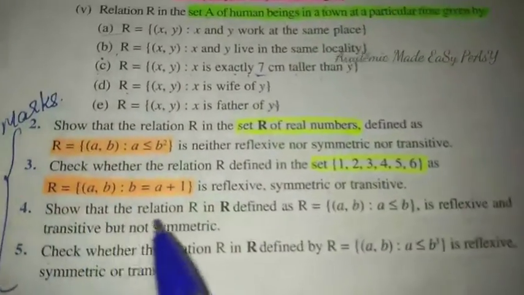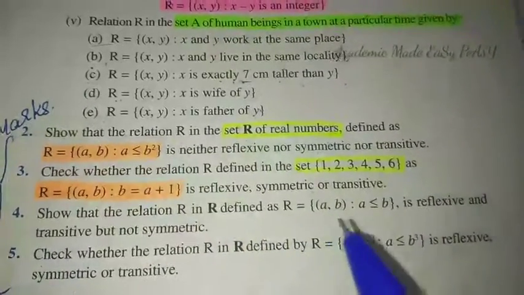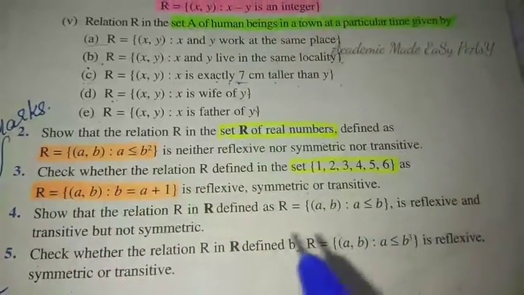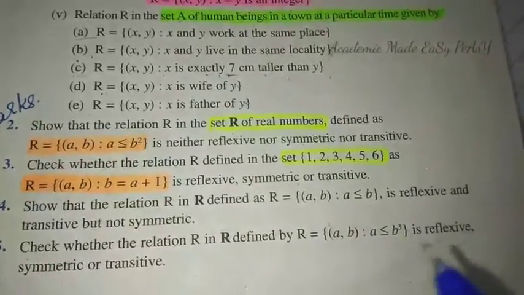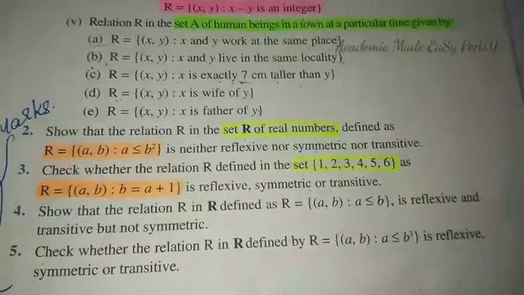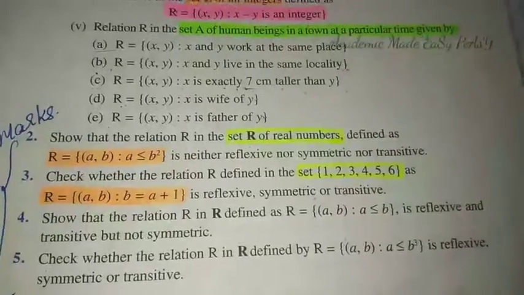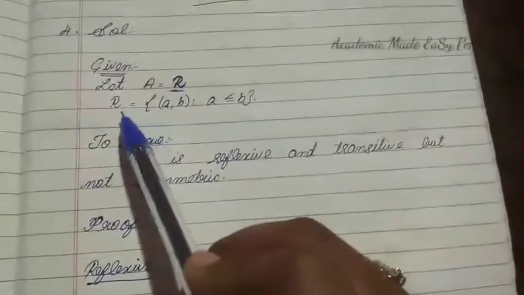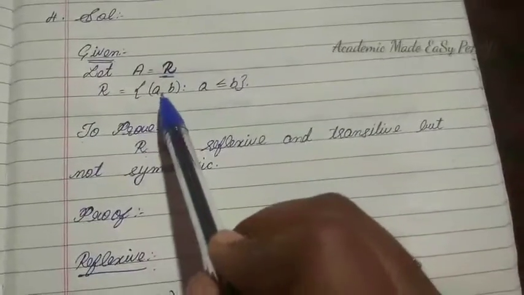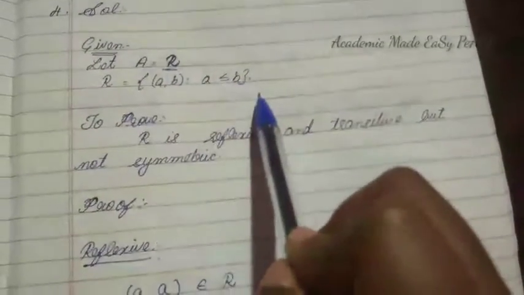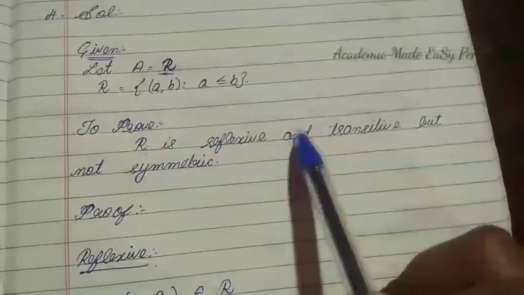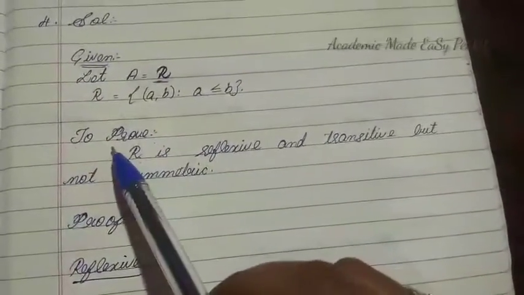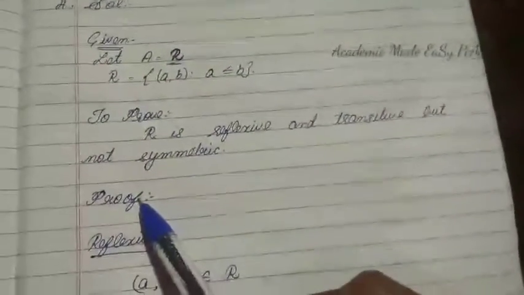Show that the relation R in the real numbers defined as R = {(a, b) such that a is less than or equal to b} is reflexive and transitive but not symmetric. Then let A equal R. I have highlighted R by underlining. So next R is equal to {(a, b) such that a is less than or equal to b}. R is reflexive and transitive but not symmetric. That is in the proof part. Next we'll move on to the proof.